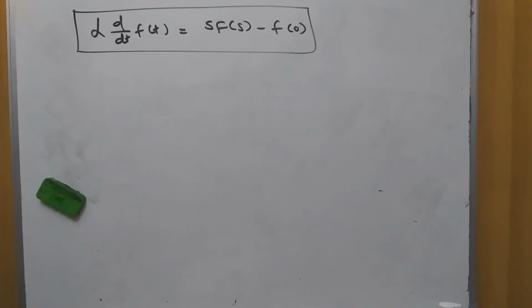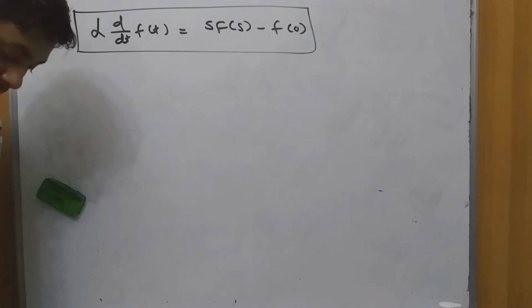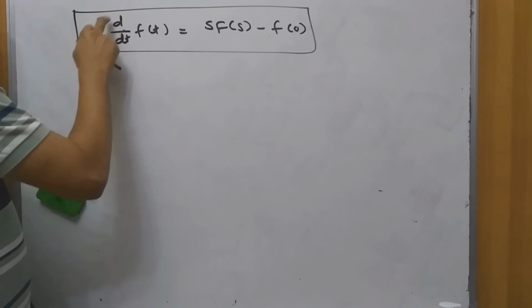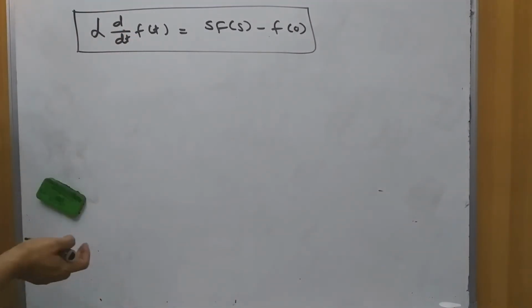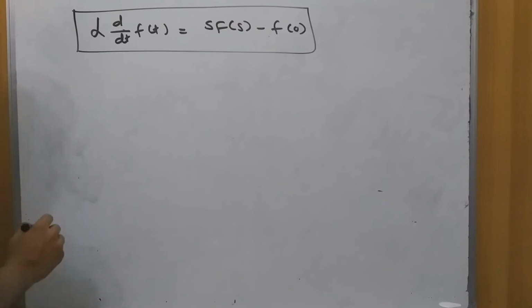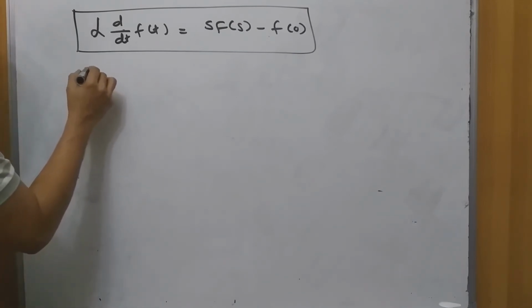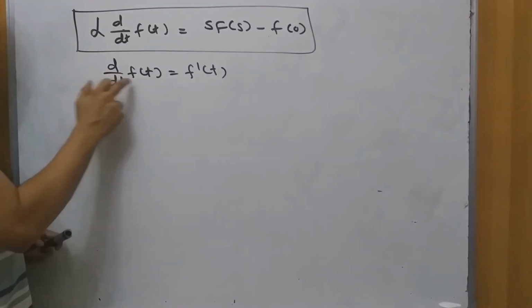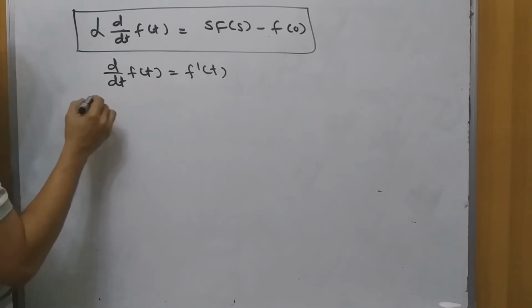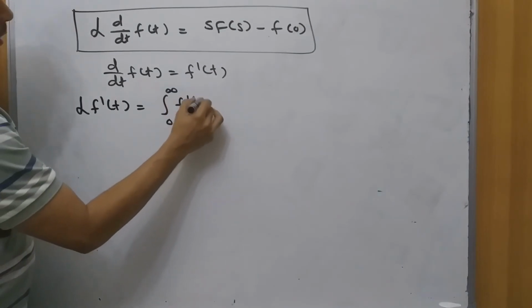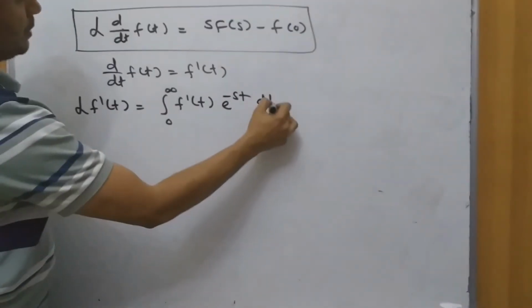Next, let us try to find the Laplace transform of the derivative of a function. Let's say f of t is our function. The d by dt of f of t is also called f dash of t, and the result is s into F of s minus f of 0. So let's see how we can derive this particular relation. The Laplace transform of f dash of t is equal to integral 0 to infinity f dash of t e raised to minus st dt.